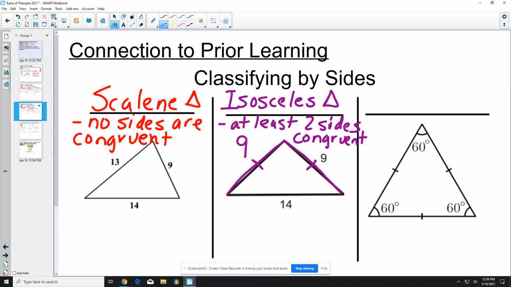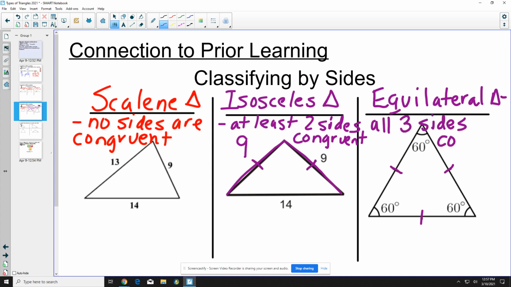All right, on the last one, notice this has 3 slash marks. That means all three sides are the same length. All 3 sides are congruent. We call that equilateral. This is called equilateral. So an equilateral triangle has all 3 sides congruent.